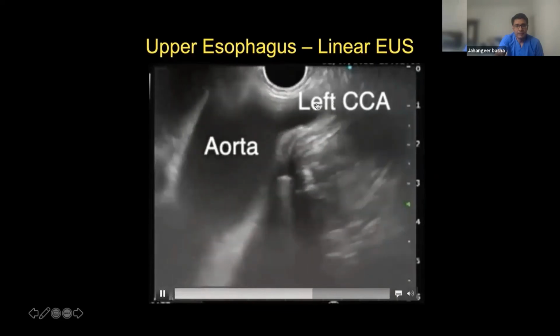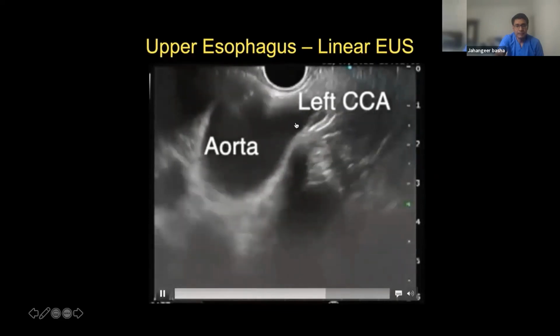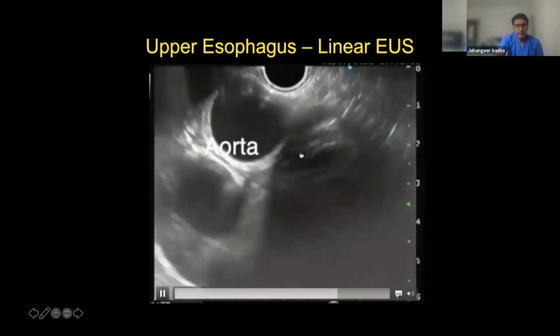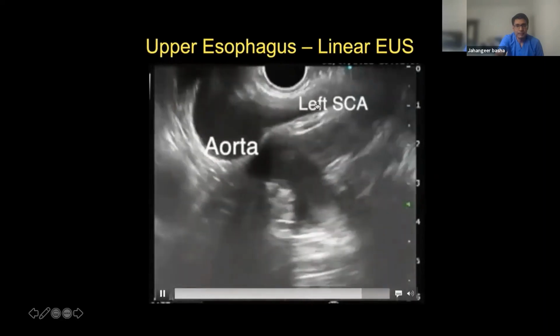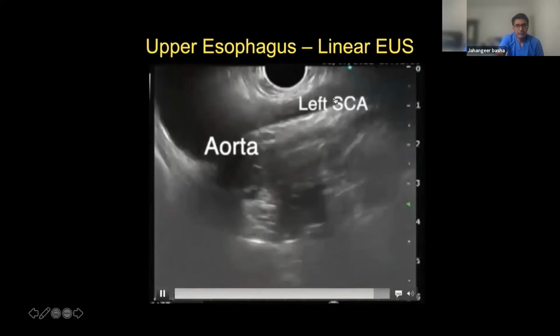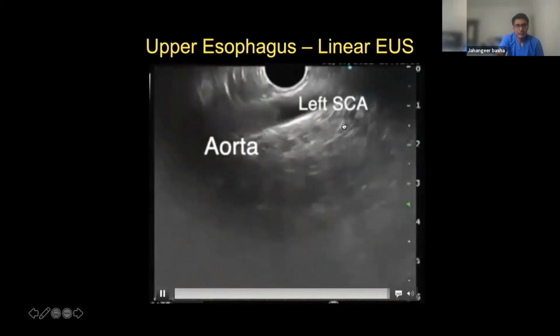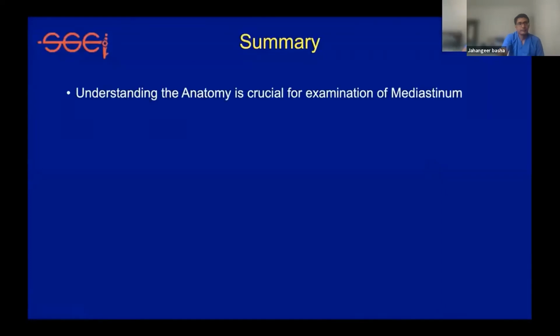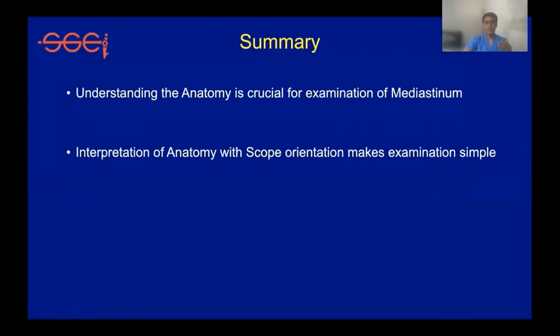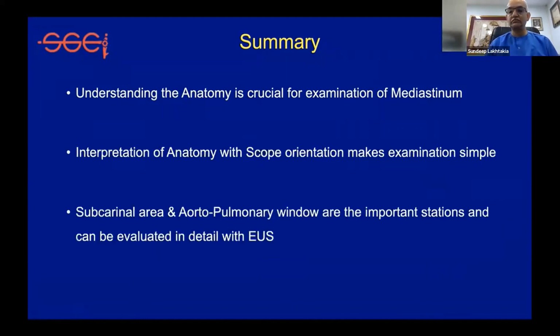And from the left common carotid artery, if you move the scope again anti-clockwise, that means towards the left side, we will again come back to the left subclavian artery. We can trace the left subclavian artery further into the neck to evaluate the lymph nodal stations that are close to them. So to summarize, understanding the anatomy is crucial for the examination of the mediastinum. Interpretation of anatomy with scope orientation makes examination simple. Subcarinal area and aortopulmonary window are the important stations and can be evaluated in detail with EUS.